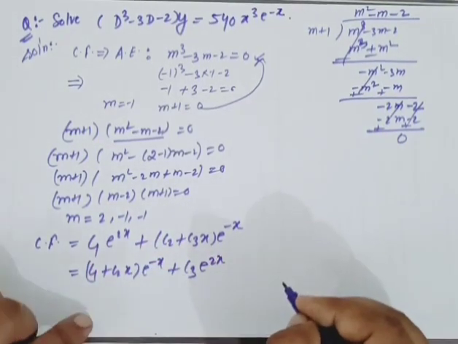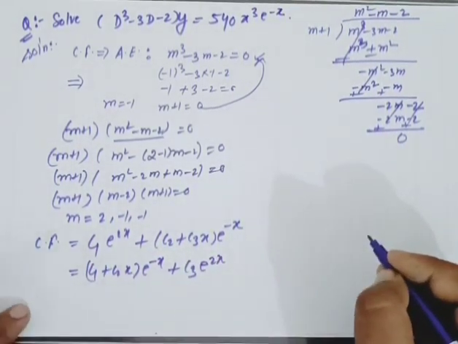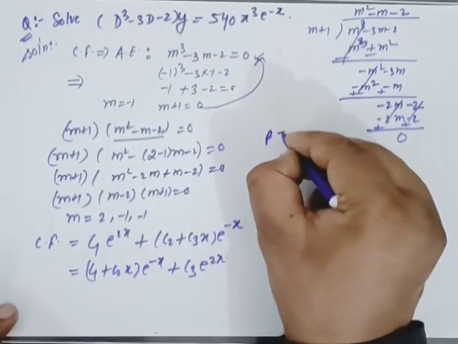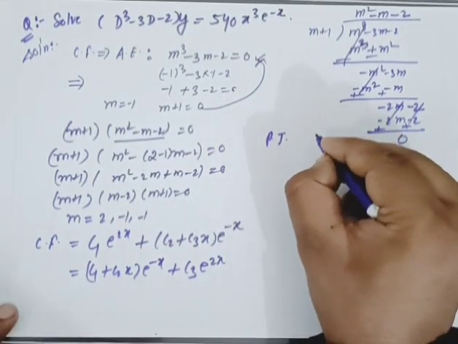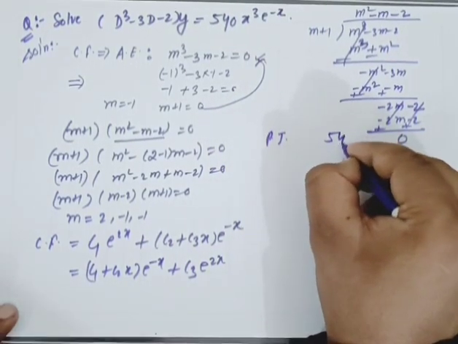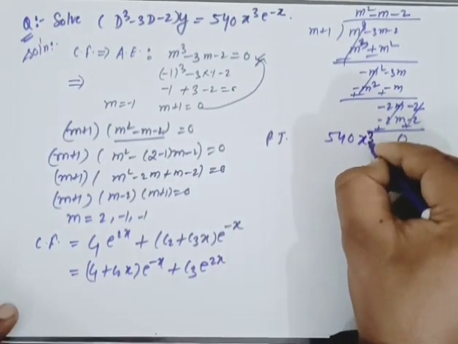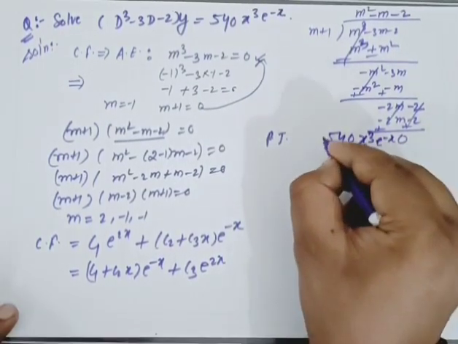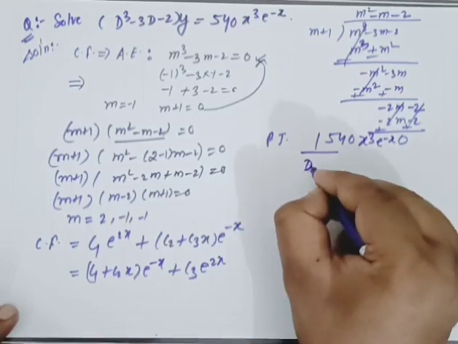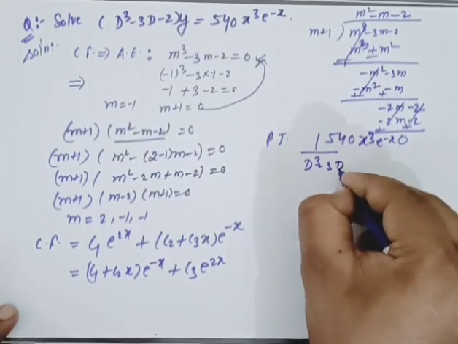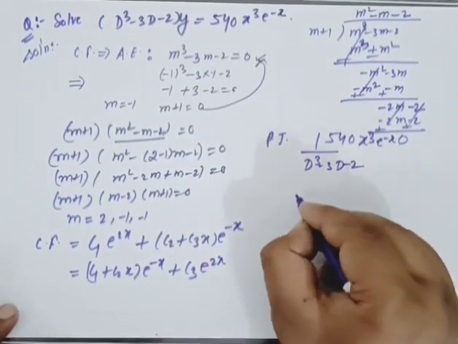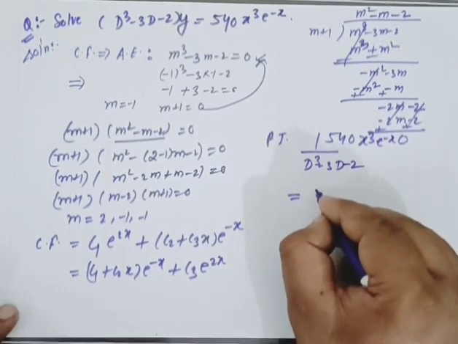It's up to you, okay. Now what about the particular integration? To find the particular integration, you need to calculate 540 x to the power 3 e to the power minus x and 1 upon d to the power 3 minus 3d minus 2, okay.